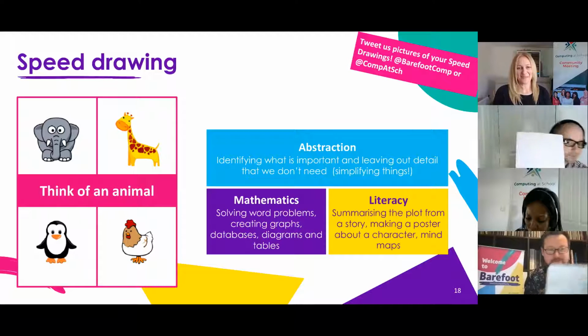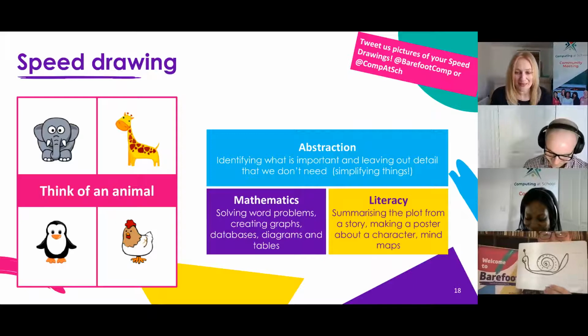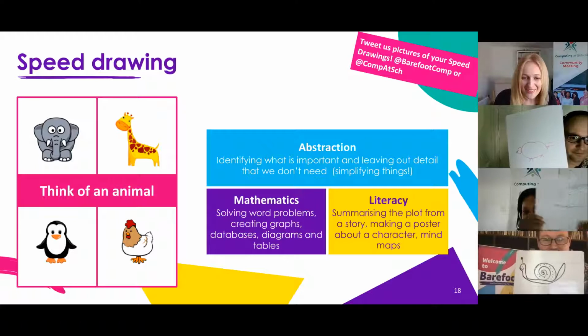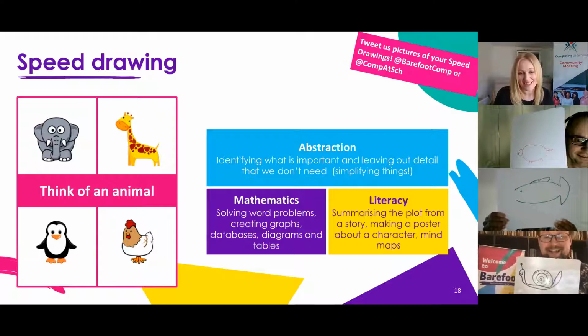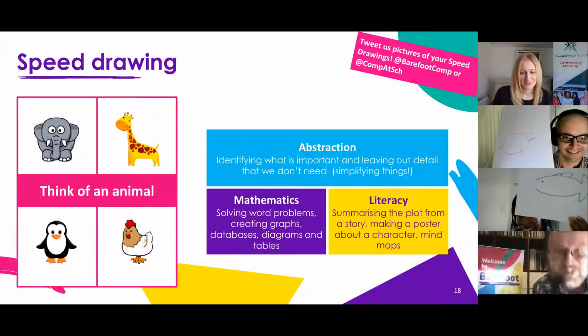Okay, stop drawing. Can you hold up your animals and we will try to guess what they are? Okay, feel free to unmute if you want to have a go at guessing. I think one of them might be more obvious than the other. I think we can see that John's is clearly a snail. Would any of you like to guess? Have a guess at what Beverly's is? I think is it a fish? Yeah, I think it's a fish.